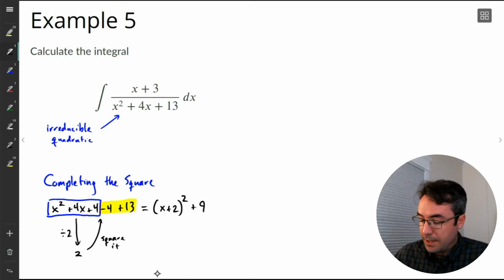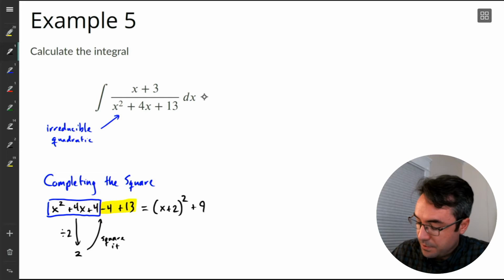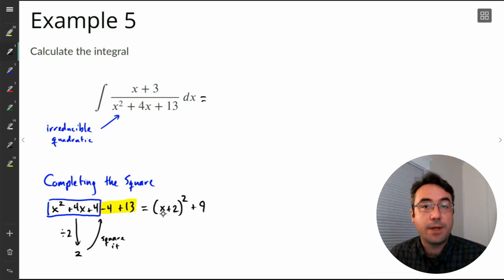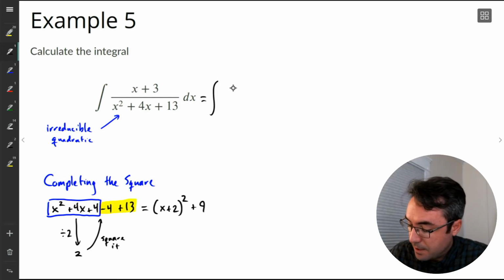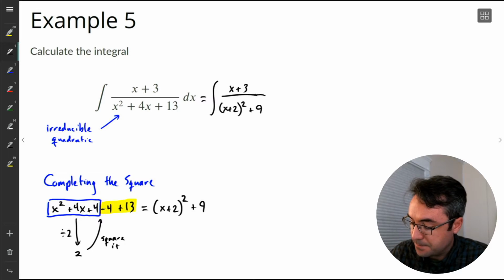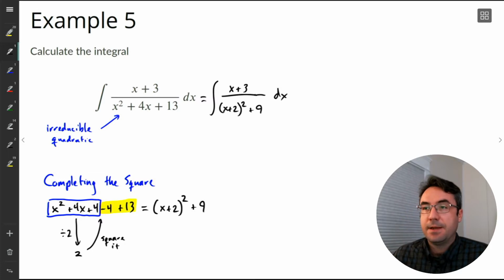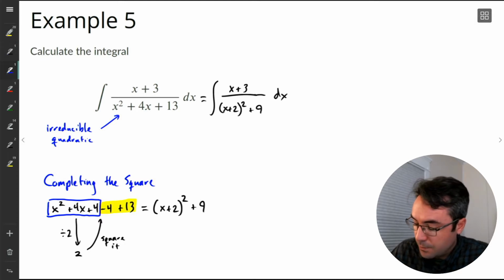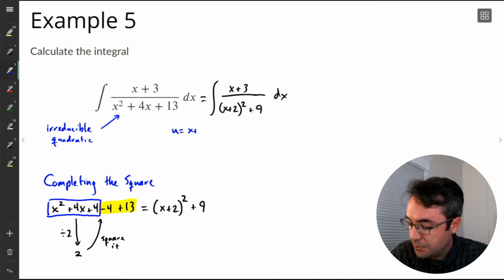So we can rewrite our integral with this completing the square thrown in. Our integral is going to become x plus 3 over (x plus 2) squared plus 9. Now the completing the square helped, but it's still not in the exact format that we need to use those integral formulas. So at this point, we see this x plus 2 inside the parentheses. We're going to do a u substitution where we let u equal x plus 2.